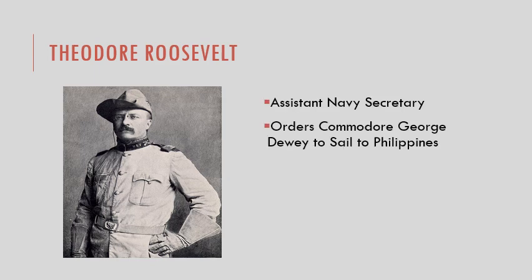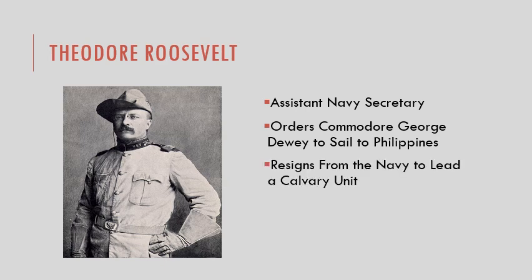And one of the key figures to know for the Spanish-American War is Theodore Roosevelt, Teddy Roosevelt. He is the Assistant Navy Secretary at the time, and he orders Commodore George Dewey to sail to the Philippines while there's fighting in Cuba going on. The Philippines at this time is controlled by Spain, and the idea is that if you go and take over the Philippines, Spain will not have a navy to send over to Cuba to fight Americans there.